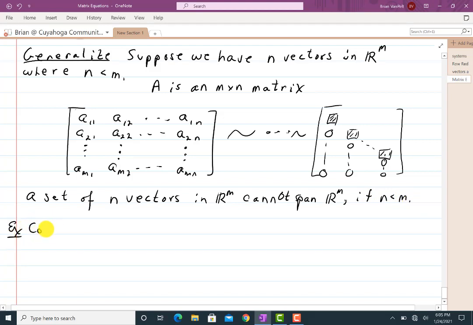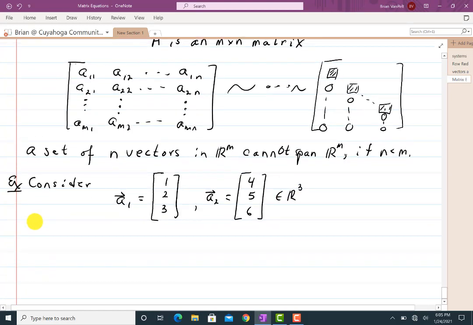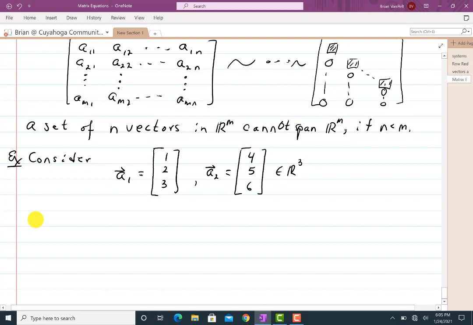Let's consider A1 equals 1, 2, 3, and A2 equals 4, 5, 6. Both of these things, of course, are in R3. I've only got 2 vectors. I cannot possibly span R3 with only these 2 vectors, but I do want to show you some things. I'm going to make up A will equal 1, 2, 3, 4, 5, 6. And let me go ahead and whittle it down using the row operations.